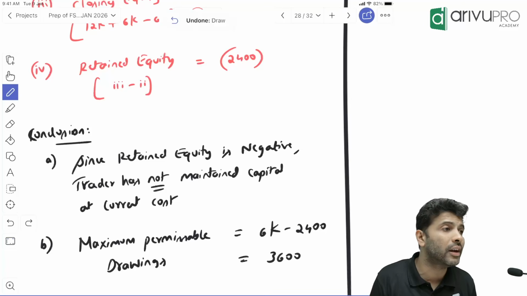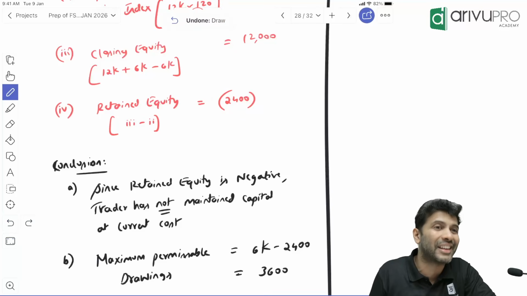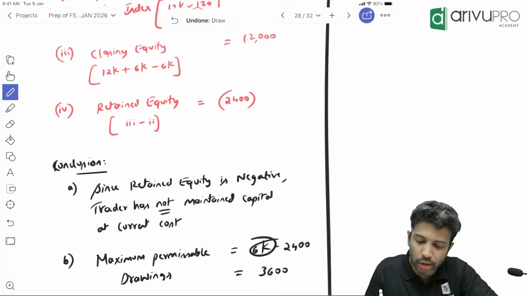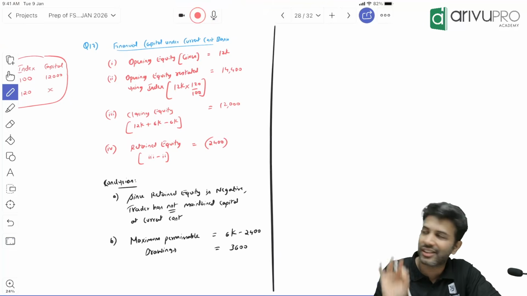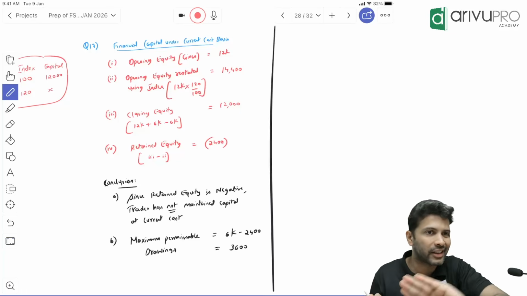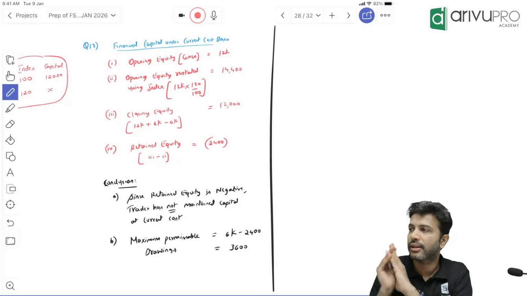Okay, now in some problem, they'll also ask how much maximum you can withdraw. How much maximum you can withdraw? Can you withdraw 6,000? No, 2,400 we need to retain. So hence from 6,000 reduce 2,400, you will get how much drawings you can make. But if possible, try to present in the same format. You can present any other way also, but ICAI suggested answer will be like this. So I suggest keep the same thing.